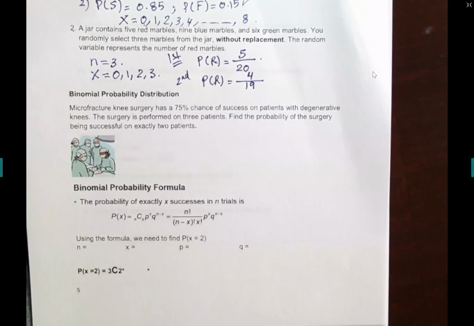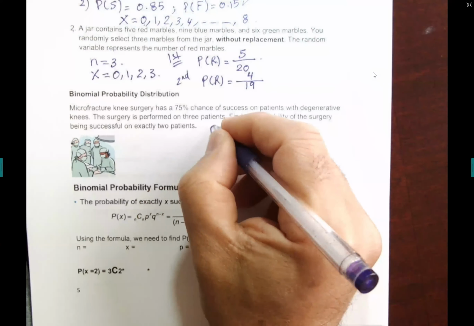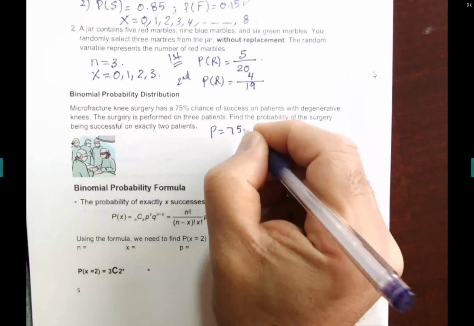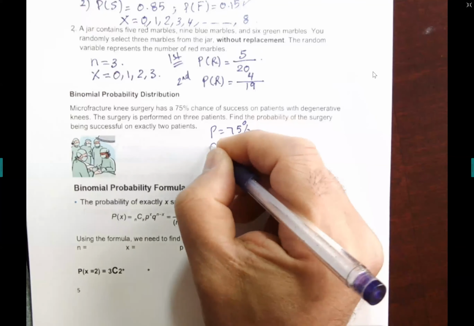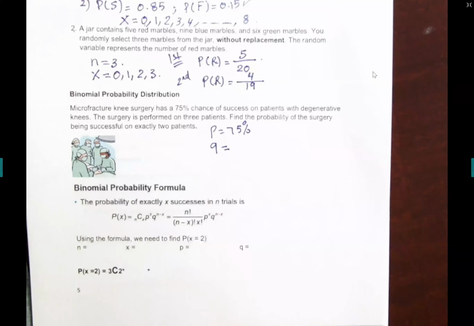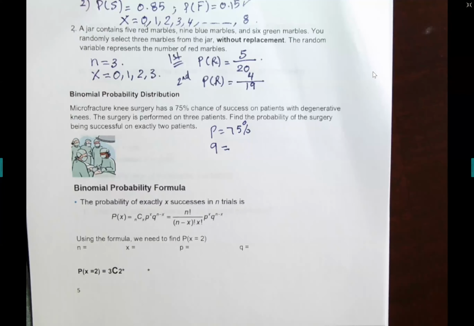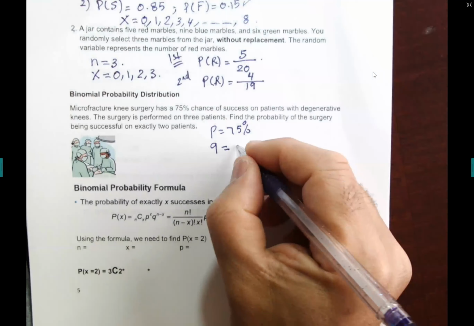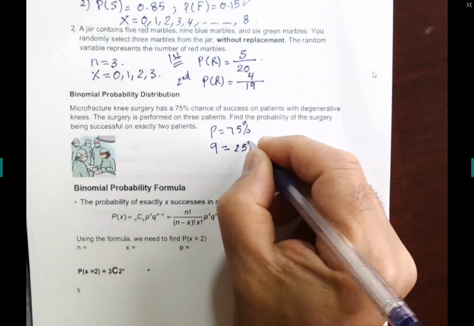This is an example. Microfracture knee surgery has a 75% chance of success. So P is 75%. What is the Q, guys? Q is the probability of failure. Can someone help me here? 25. 25%. Let's write them as decimals.